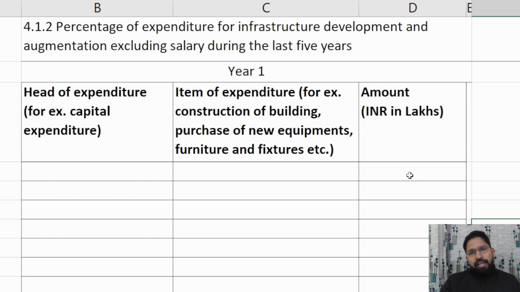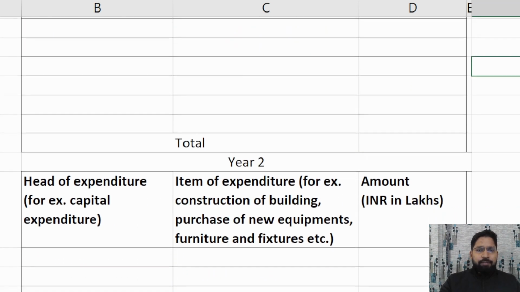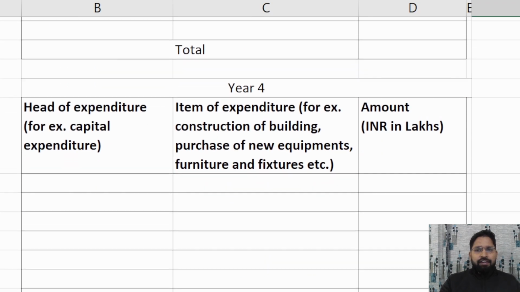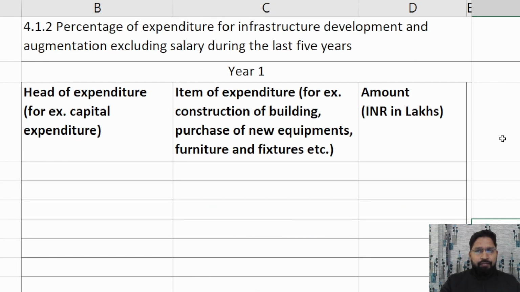And we also mention the amount that we spend for a particular facility, year wise. If we fill the SSR, then we give the 5 year data. If we fill the AQAR, then we provide the single current year data, the current session data. This is the template of 4.1.2.